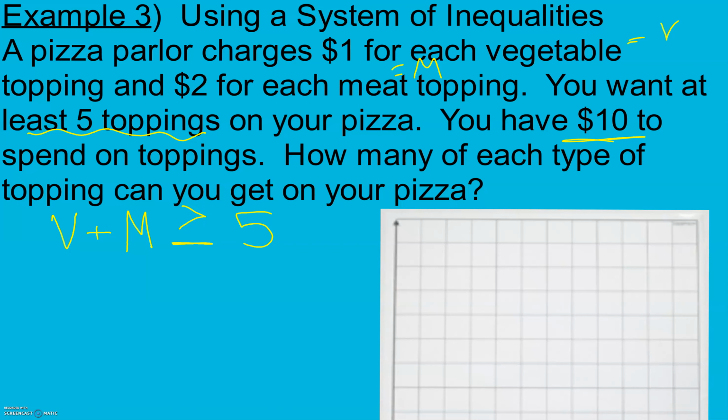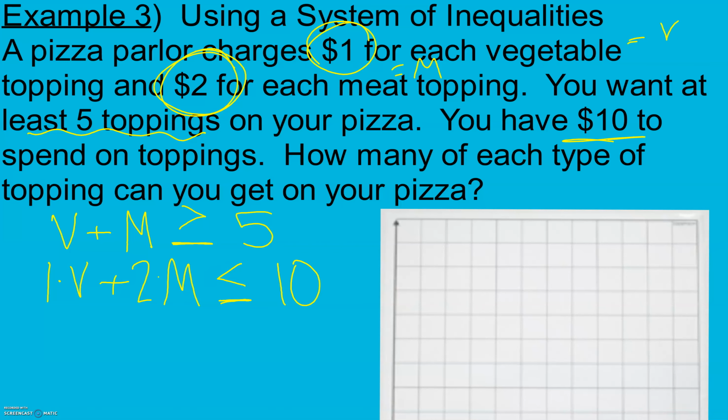We also have an equation here for cost. Okay, we have $10 to spend on toppings. So the amount of money that we spend on veggie toppings is $1 per topping. So $1 times the number of veggie toppings. And the amount of money that we spend on meat toppings is $2 per topping. So 2 times the number of meat toppings. And we have $10. So we could spend our entire $10, but we can't spend 12. We could just spend 7 if we wanted. So here it's got to be less than or equal to.